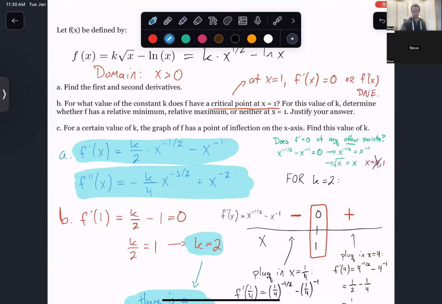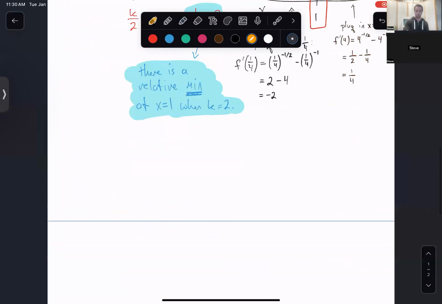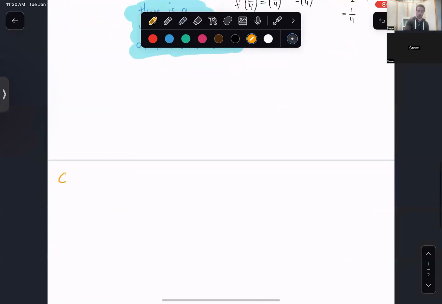We'll start a new page because this is going to be long. All right, just get the formulas down. Again, f of x equals k times x to the 1/2 minus ln x.